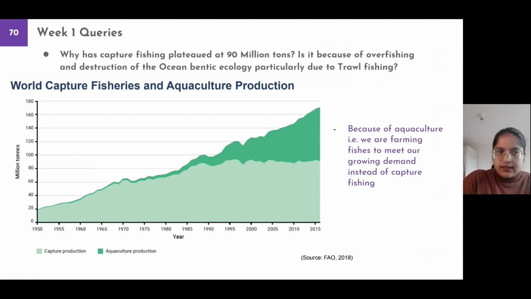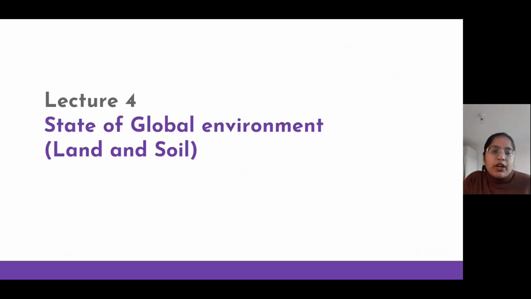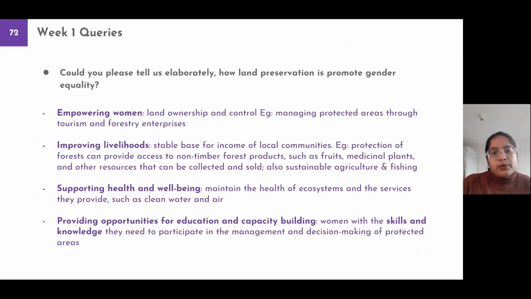Yeah, I think that is the answer to this query. So moving on, lecture 4, state of global environment, land and soil. Could you please tell us elaborately how land preservation promotes gender equality? Okay, so land preservation promotes gender equality in the following 4 ways.